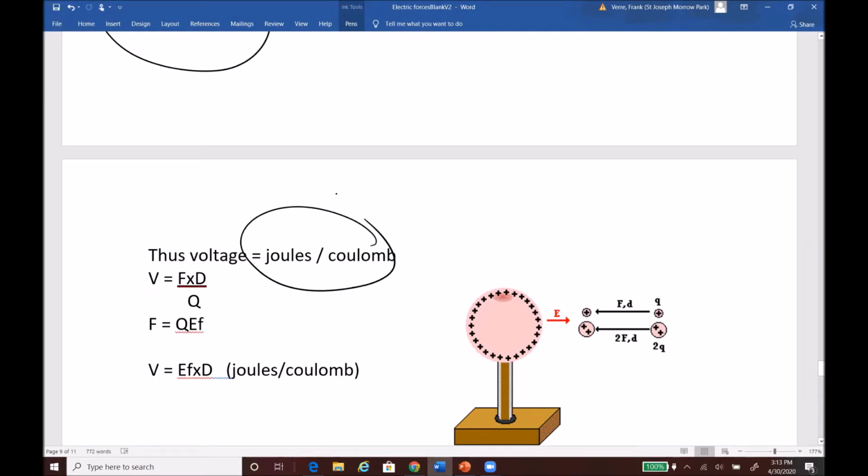We can also define voltage another way. From last year, we know that joules can be derived as a force times a distance. So if you look at this equation, another way to get voltage is the electric force times the distance over Q. Another way to derive it.